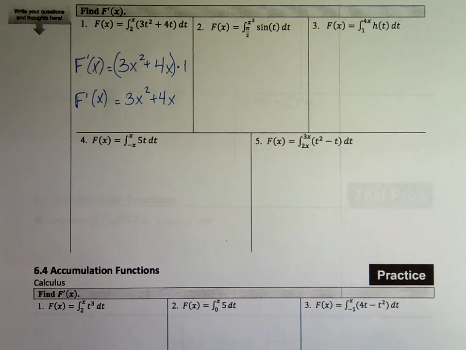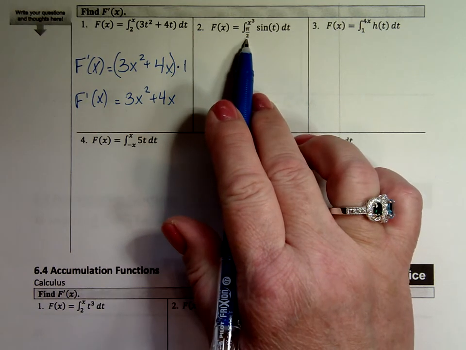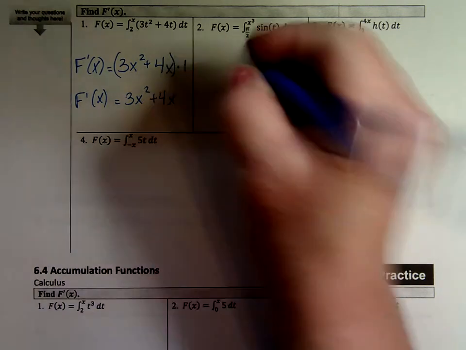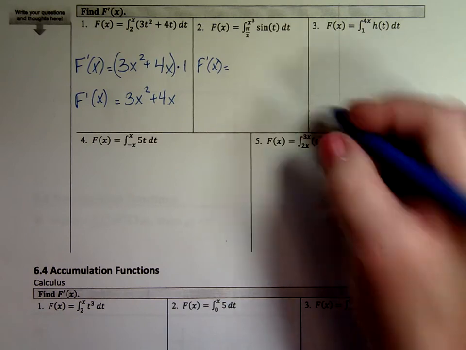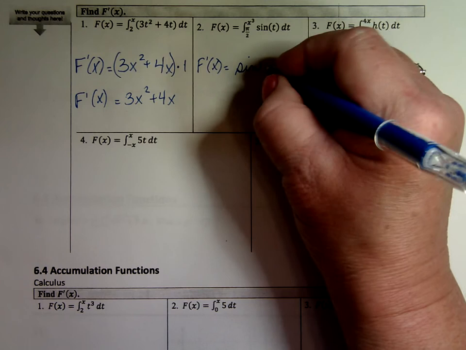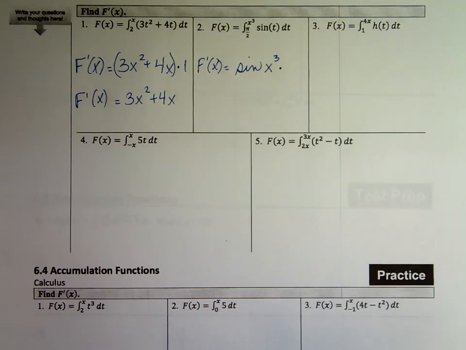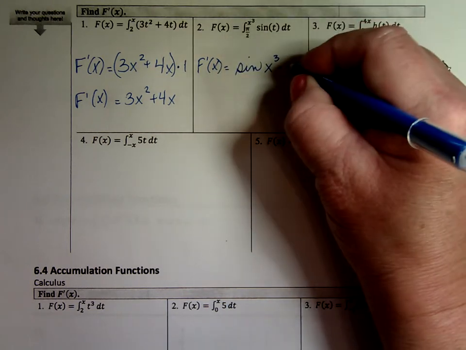Second one, pi over 2 is a constant. I have a constant on the bottom and an x on the top. And so I'm going to apply the same thing. So my f prime of x this time is the sine of whatever that top bound is, x cubed, times the derivative of that upper bound. The derivative of x cubed is 3x squared.